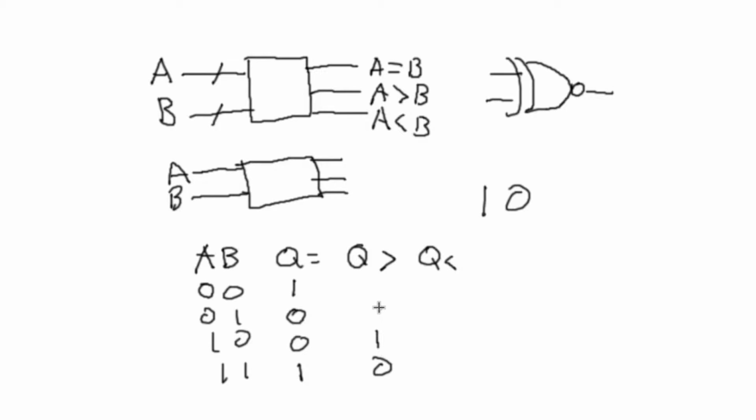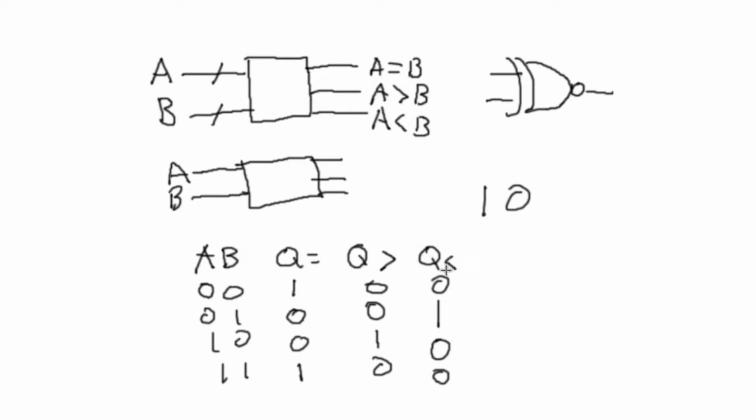And in all other instances, A is not greater than B because in these two instances they're equal, so they can't be greater. And in this instance, A is a 0 and B is a 1. Well, 0 is definitely not greater than 1, so that can't be true. So this is the only instance where A is greater than B. And likewise with less than, this is the only instance where A is less than B. A is a 0 and B is a 1, so we put a 1 there. All other instances, they are not less than.